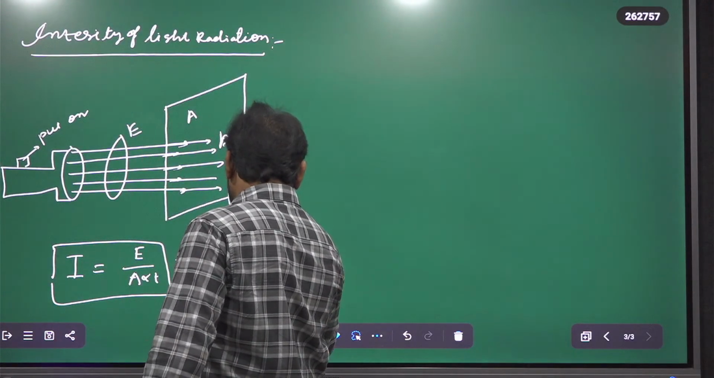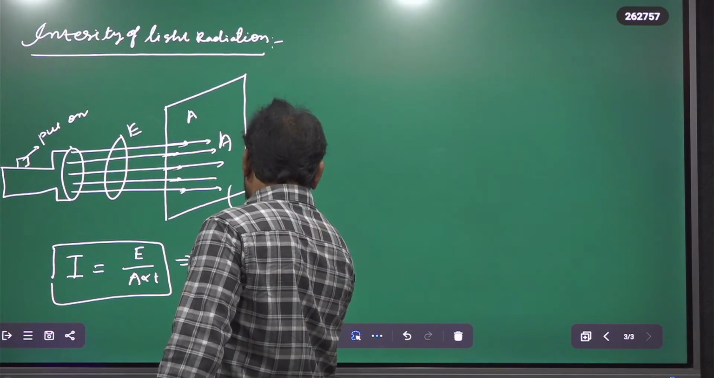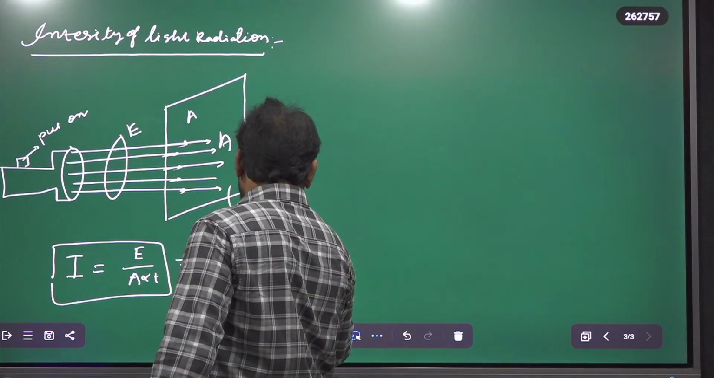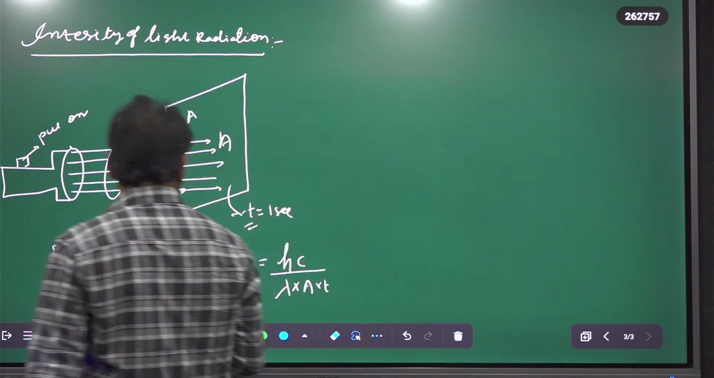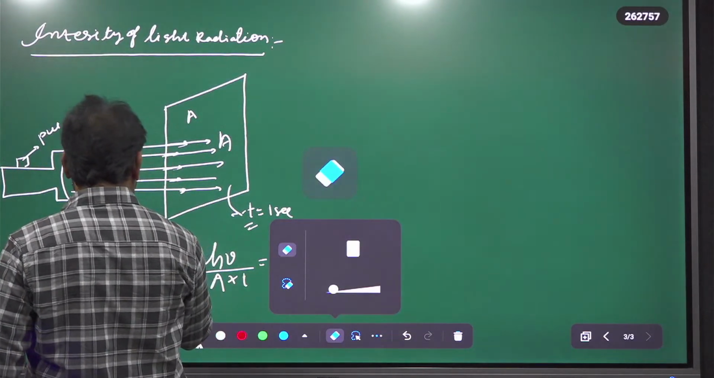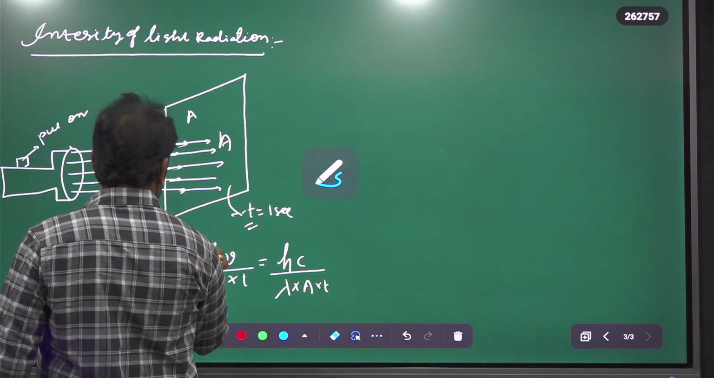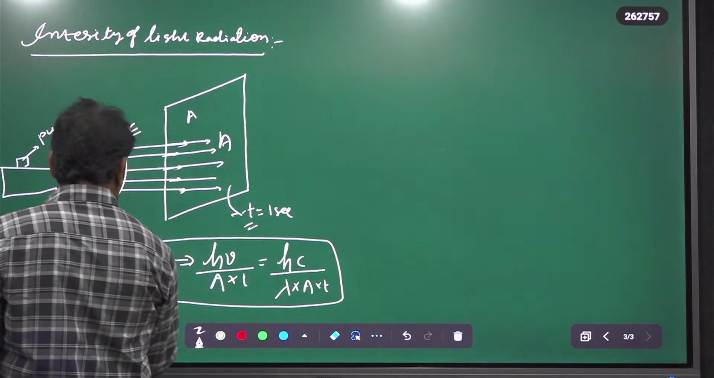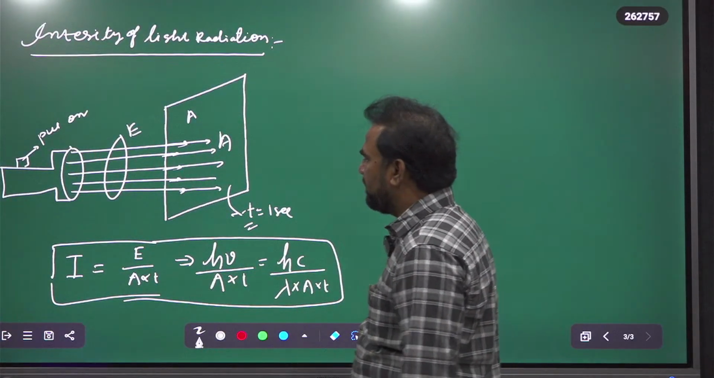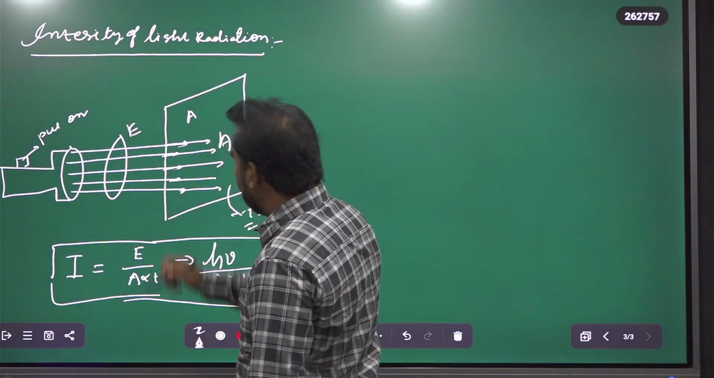Also, it is hc upon lambda into A into T. So the intensity of the photon can be written in different forms like this. This is called the intensity of photon, where E by A is energy per area, and energy by time is called the power.